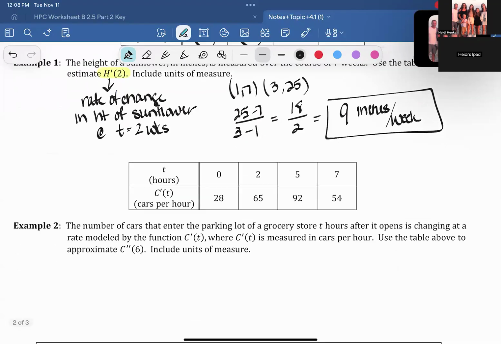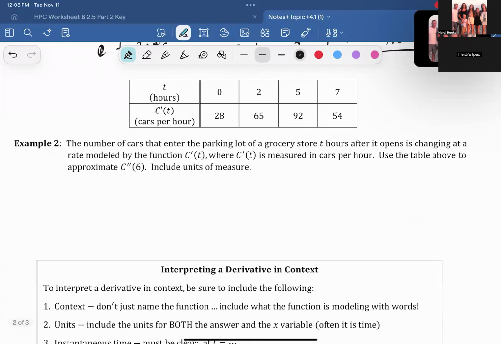All right, moving on to the next one. Very similar. You've got time, but in this one, you have a rate. You have the number of cars that are entering the parking lot of a grocery store t hours after it's open is changing at a rate modeled by C prime. So C prime is the rate of change in the cars per hour that are entering the parking lot. So that means it's 28 cars per hour at time 0, 65 cars per hour. Cars per hour is already a rate.